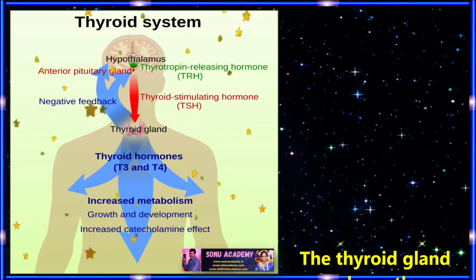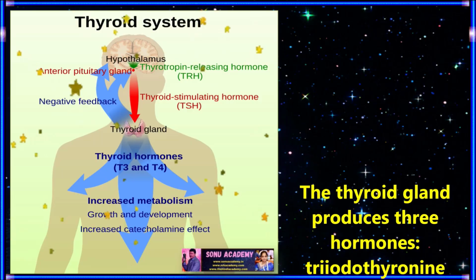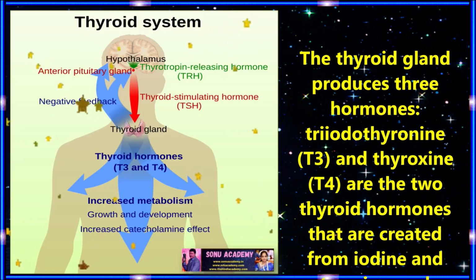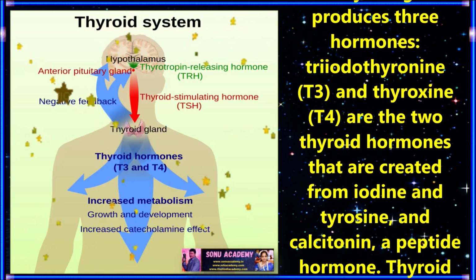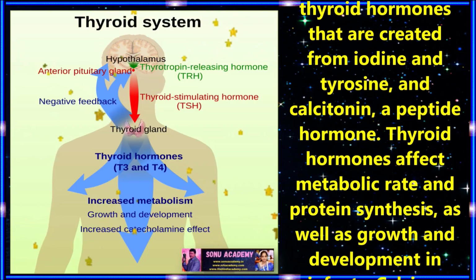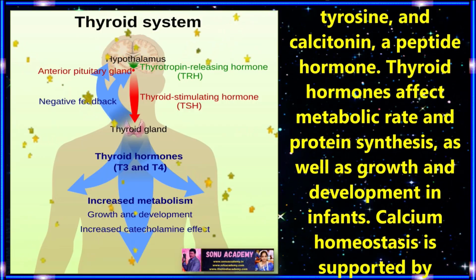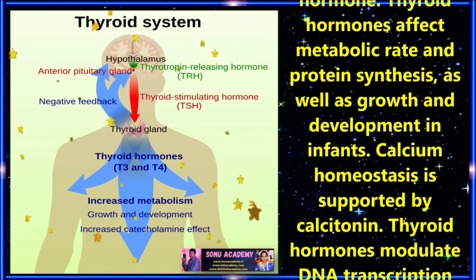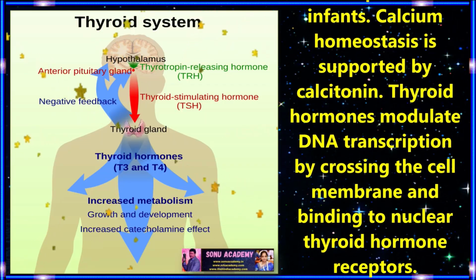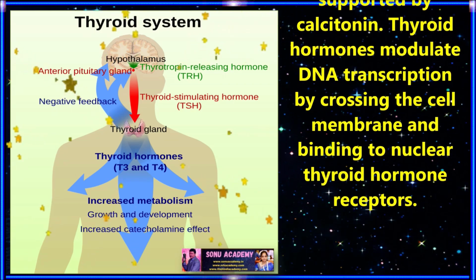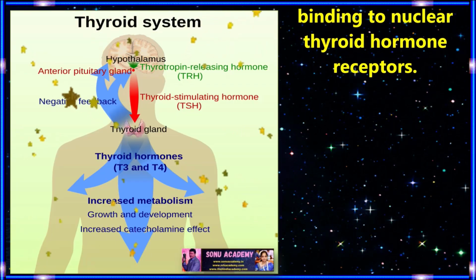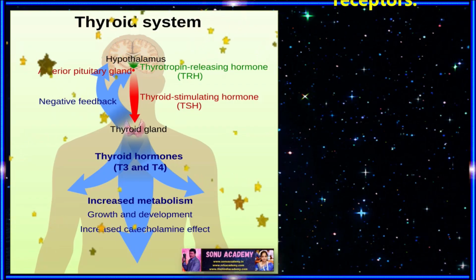The thyroid gland produces three hormones. Triiodothyronine and thyroxine are the two thyroid hormones that are created from iodine, and calcitonin is a peptide hormone. The thyroid hormones affect metabolic rate and protein synthesis as well as growth and development in infants. Calcium homeostasis is supported by calcitonin. Thyroid hormones modulate DNA transcription by crossing the cell membrane and binding to nuclear thyroid hormone receptors.